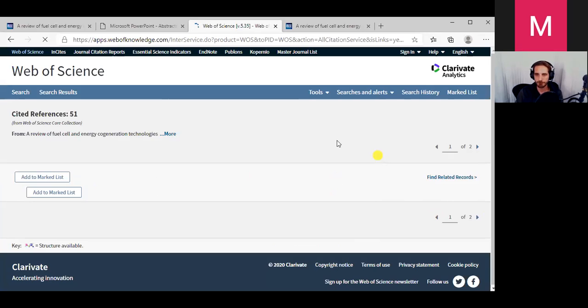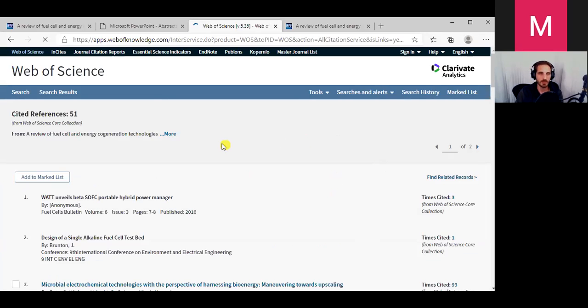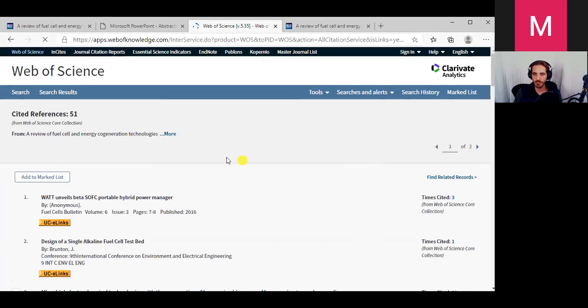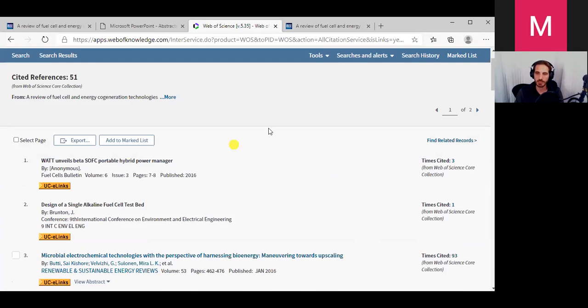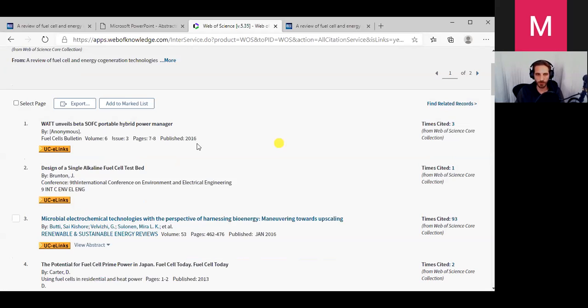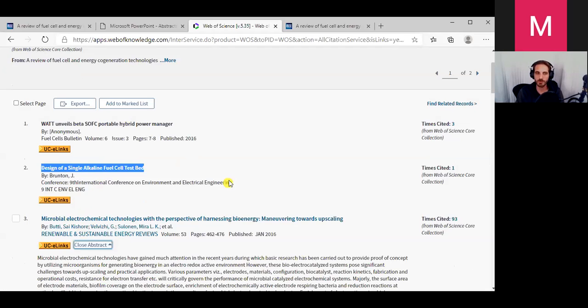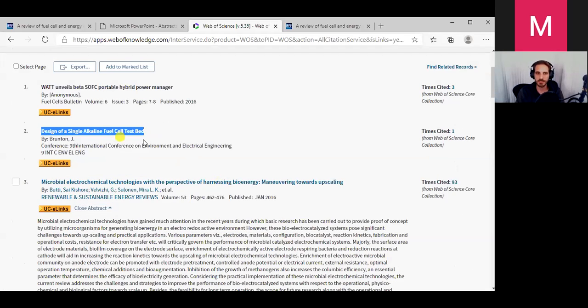51. I guess since it's just 51 and it's only those which were cited by that paper, they're not going to let me sort them. At any rate, now I can start looking through them. I have a tendency to ignore the ones that are in black and go for the ones that are in blue, because for the ones in blue, I can usually see an abstract. The ones in black tend to be conference proceedings or something like that.